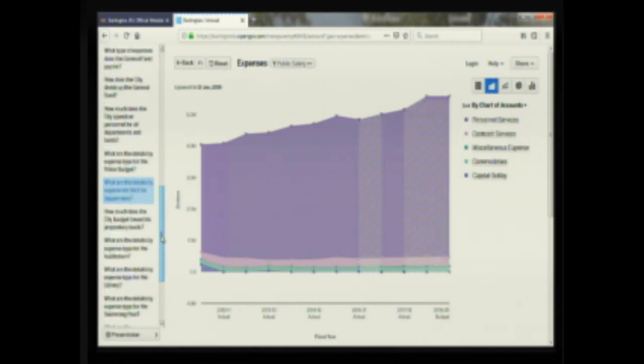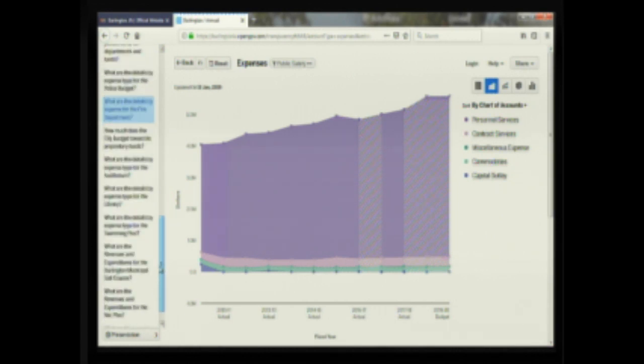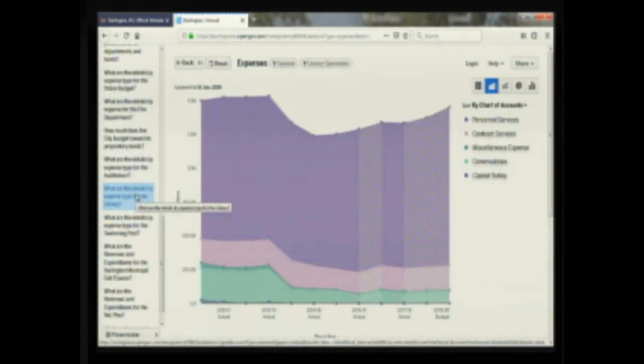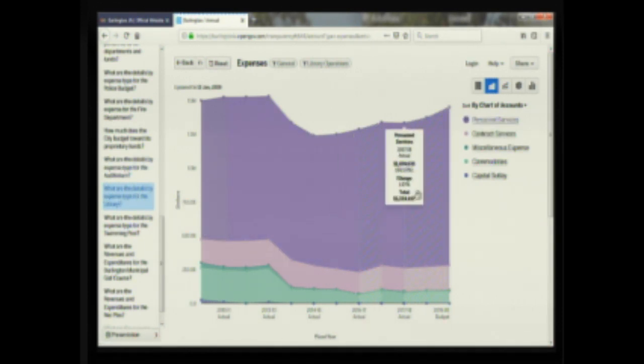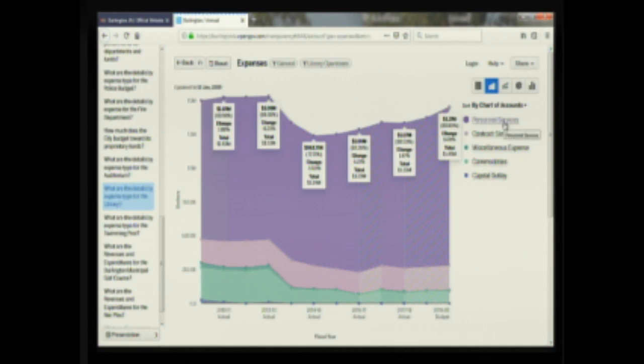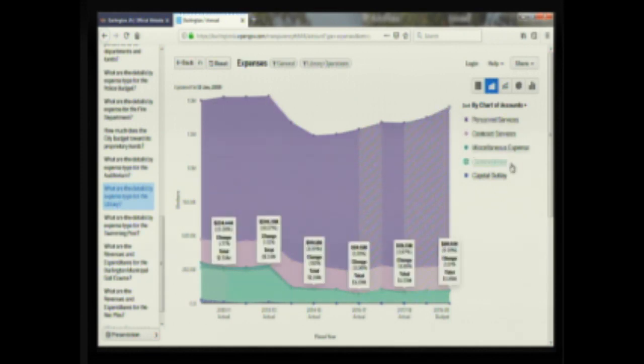For folks who want to look at the library itself, there's a breakdown. So there's a tab here for the library. You can look in personnel costs here are 80% of their budget. Commodities, I'm sure she'll get into a little bit. That's where they're buying their books. It's 6% of their budget is books and other material for within the system.